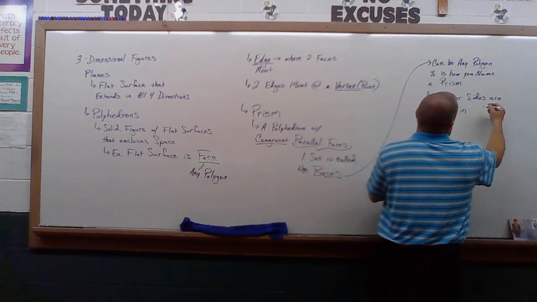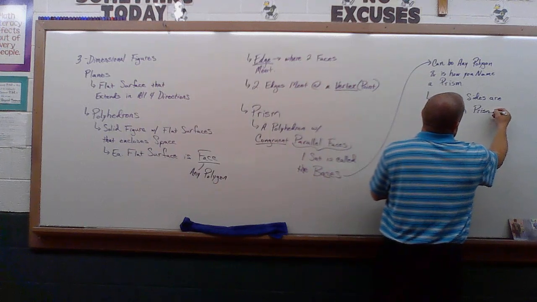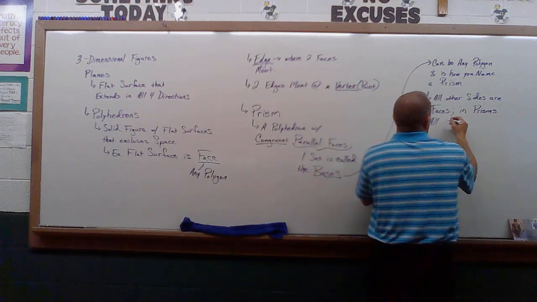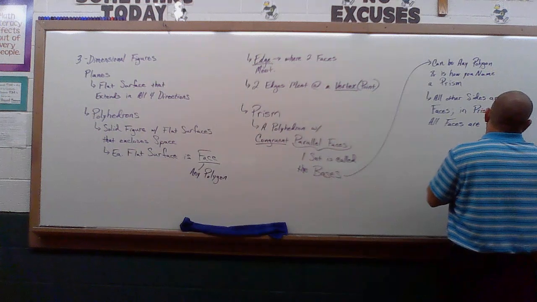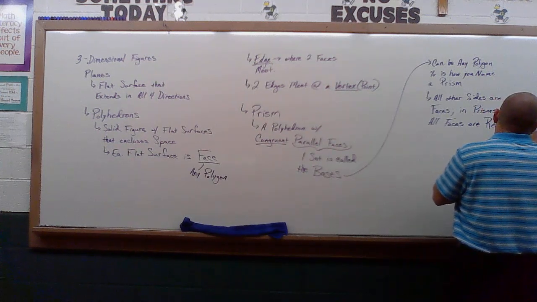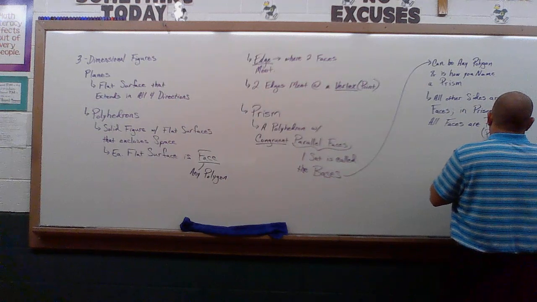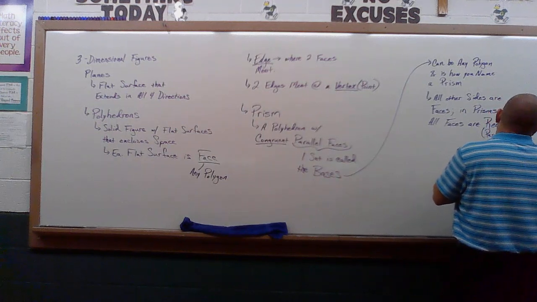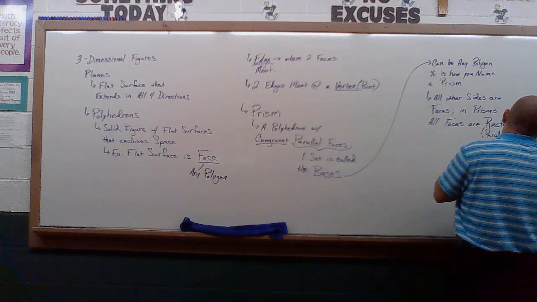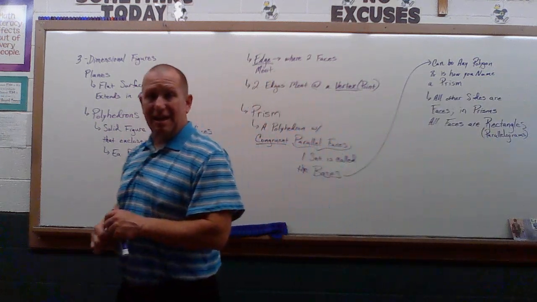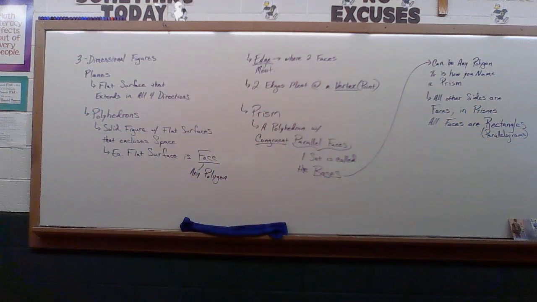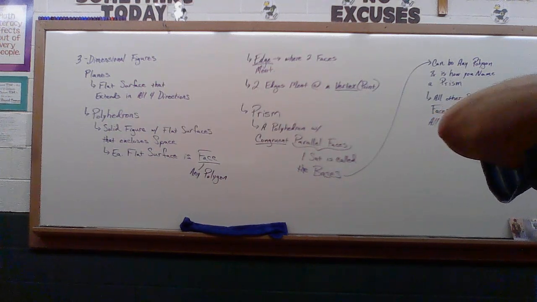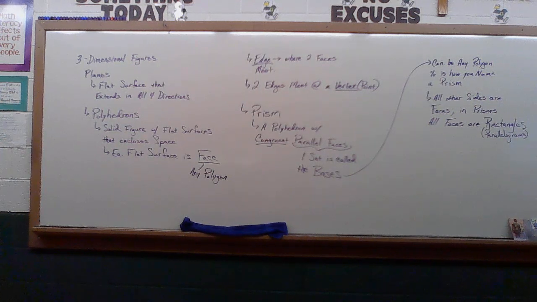And in prisms, all my faces are, I'm going to use this word, which I probably shouldn't, rectangles. And I'm going to put parallelograms below it. We should really say parallelograms, but most of the time we're going to realistically write them as rectangles. So notice, again, it doesn't matter which one you decided was the base, right? Everybody said the top and the bottom. Notice that everything else is a rectangle, right?